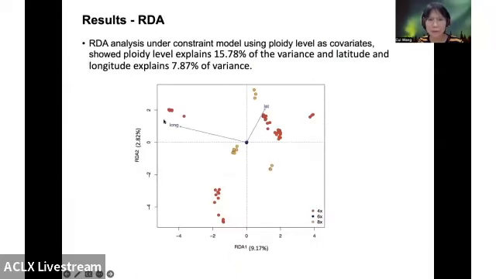To understand if ploidy level has played an important role in intraspecific genetic variation, we performed RDA, redundancy analysis, under a constrained model using ploidy level as covariate. We also tried to use the genetic groups as covariates, and the results show the ploidy level explains 15.78% of the variance, which is not so much, but still more than latitude and longitude. They explain only 7.87% of the variance.